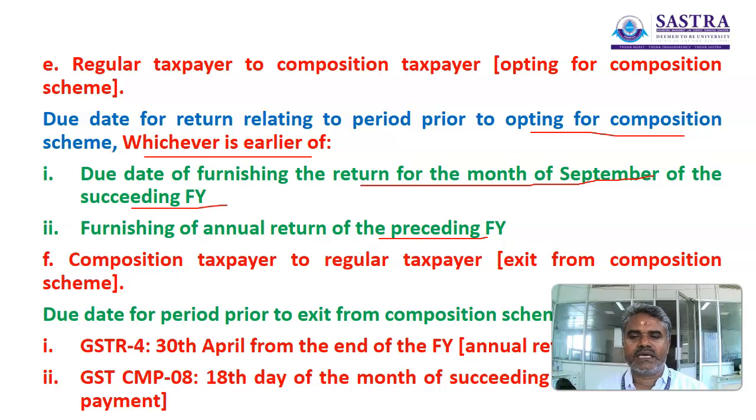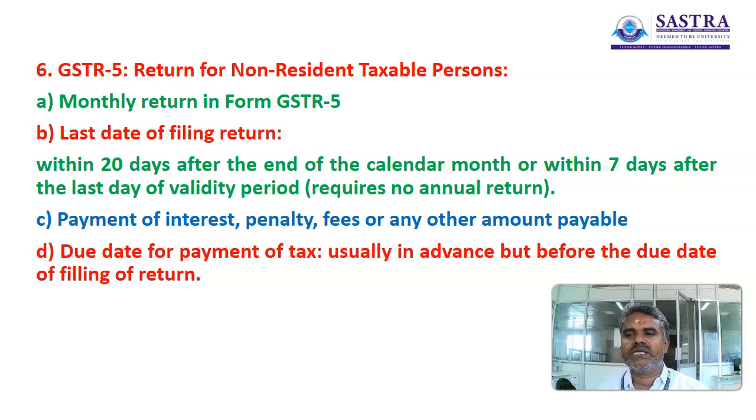Then composition taxpayer to regular taxpayer, exit from the composition scheme. In the previous case, a regular taxpayer switches over to the composition scheme. Here the composition taxpayer will switch over to regular taxpayer. When they switch over from composition taxpayer to regular, prior to that they have to file GSTR 4 by 30th April from the end of the financial year, and CMP 08 by the 18th day of the succeeding quarter, whichever is earlier. Okay. Then GSTR 5, return for non-resident taxable persons.